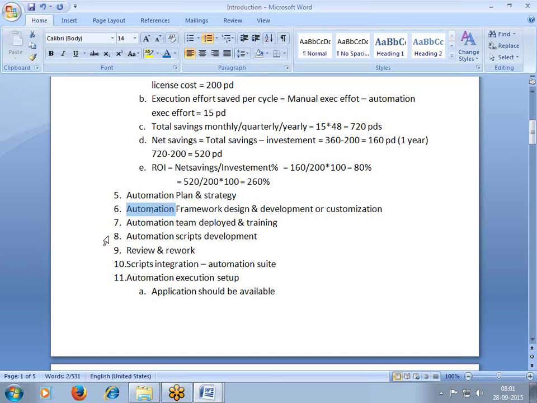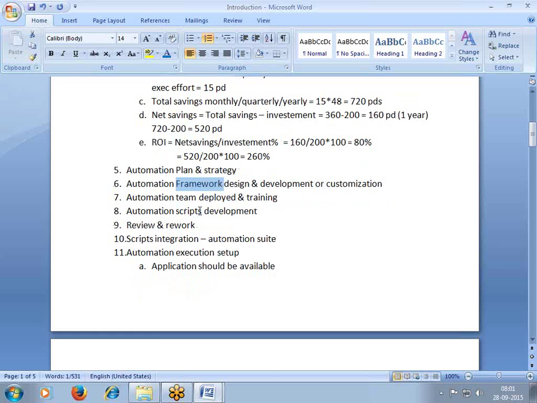Understand? So this step is very important. Which framework we have to use should be decided. And if the framework is not available, we have to build and develop the framework to automate our project. Understand? We'll discuss the frameworks in detail later. But it is a very important step. Okay, in every automation project, definitely we'll be using some automation framework.